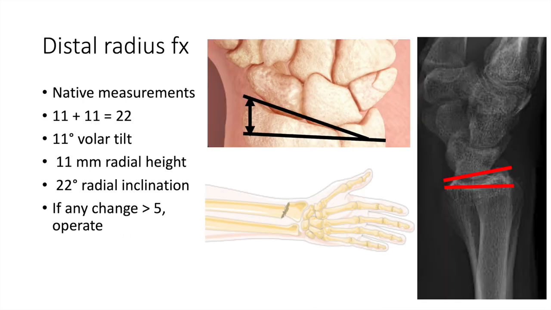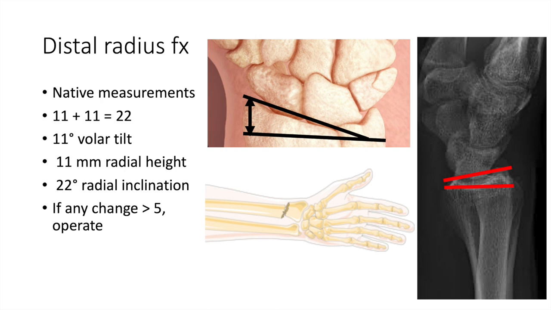All right, moving along. Next up, we have distal radius fractures. Now, you won't be getting pimped on any fracture classifications per se. However, what you will be asked on are what the native measurements are of the distal radius, and whether or not you're varying based on the fracture pattern that you will be shown. So what I have here for native measurements is a calculation on screen. 11 plus 11 equals 22. 11 degrees represents volar tilt, which is the image on the right with the red lines. 11 millimeters represents radial height. 22 degrees represents radial inclination, which is the image on the top left with the black lines.